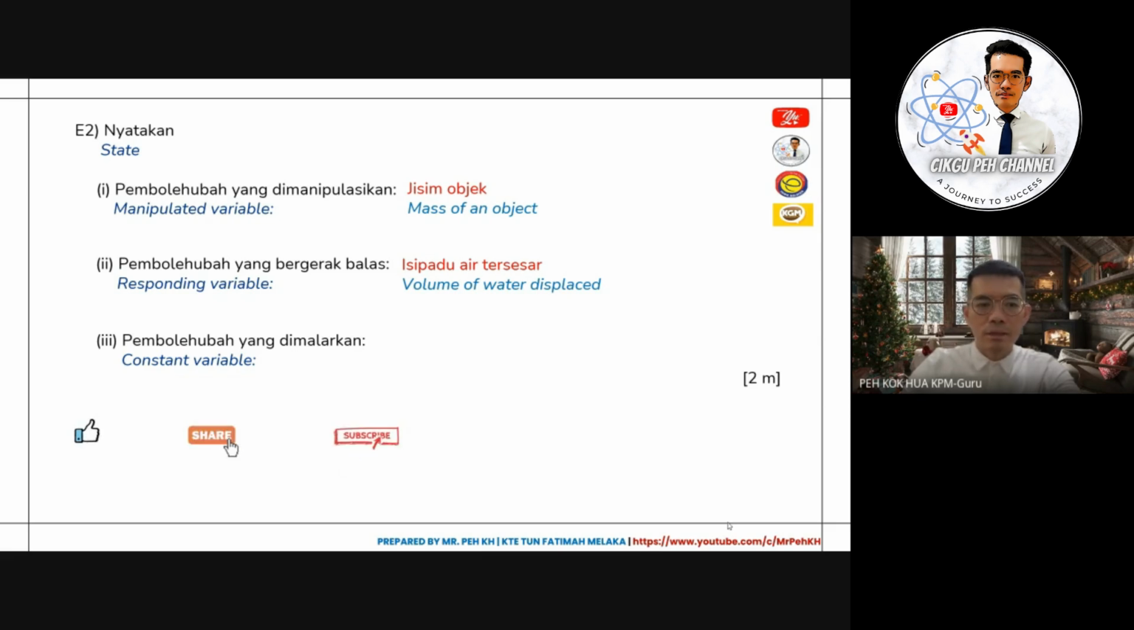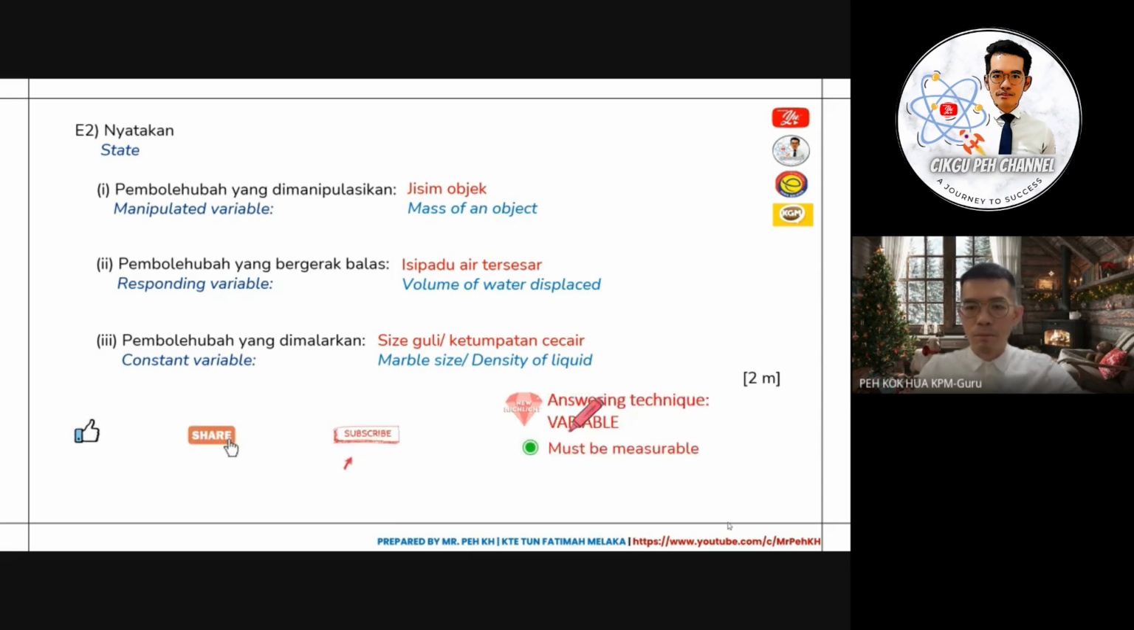And then the last, the constant variable. The constant variable here can be the marble size, the density of liquid, or, just now we gave the initial water volume, which can also be accepted. Okay, so here, you must make sure that the variable you give is measurable.